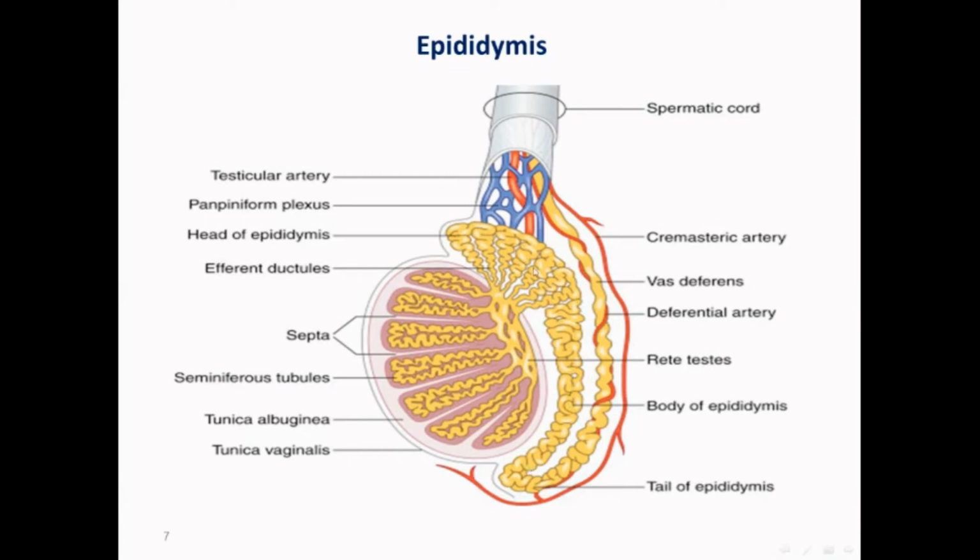The epididymis is a long and coiled duct with surrounding connective tissue. The head here is where the efferent ductules enter. The body is where further modification of the sperm occurs. This modification is essential for sperm function. And finally, it reaches the tail of the epididymis, where the sperms are stored until the time of ejaculation.